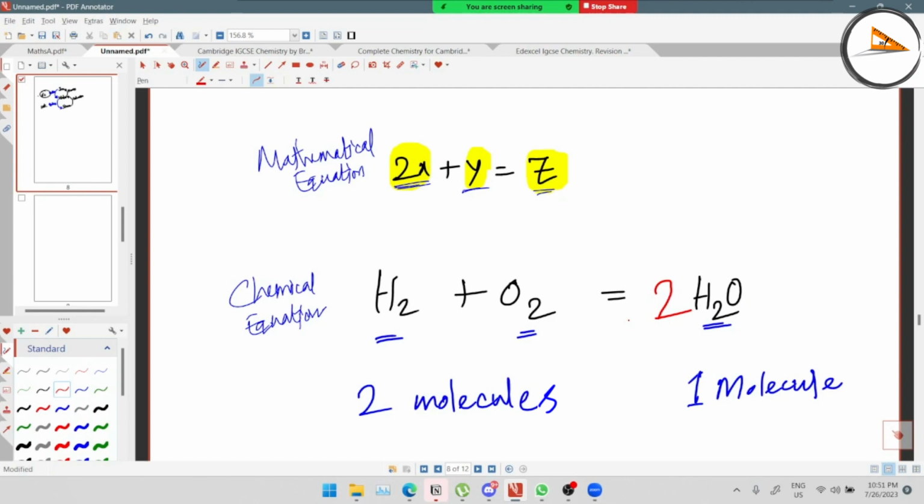Now check it. How many hydrogen and oxygen are there on the right side? Two oxygen and four hydrogen, because 2 times 2 is 4. Now our hydrogen became double. So to balance this, we write another 2 in front of the hydrogen. Now check that. We have 4 hydrogen, 2 oxygen, and at the right side we have 4 hydrogen and 2 oxygen. And this thing is called balancing the chemical equation.